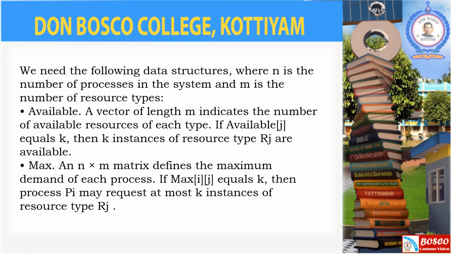In Banker's algorithm, we mainly need 4 data structures. And here N represents the number of processes in the system and M represents the number of resource types available in the system. So N means the number of processes, for example P1, P2, P3, etc. And M is the number of resource types, that is R1, R2 till Rm.